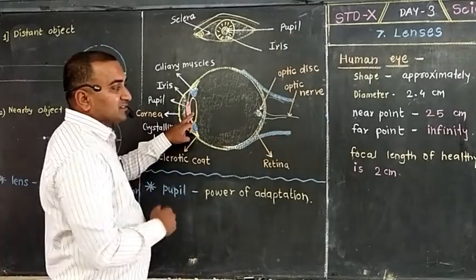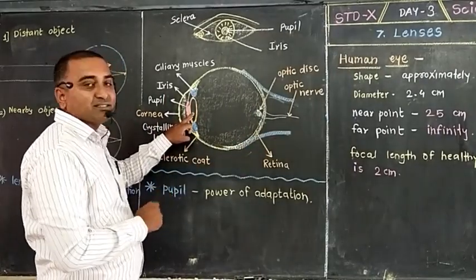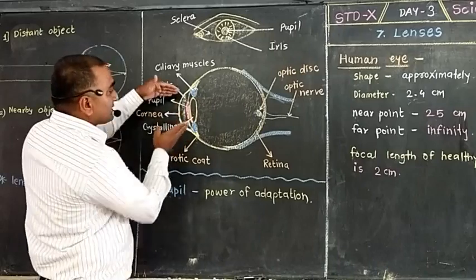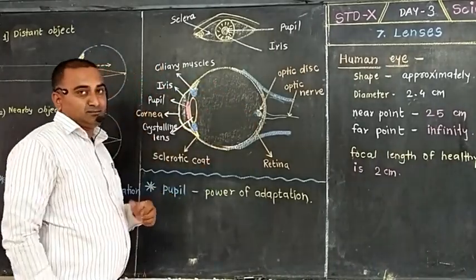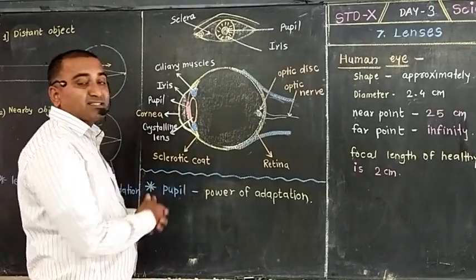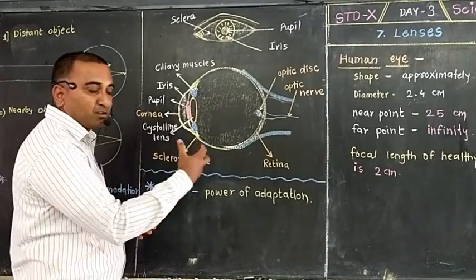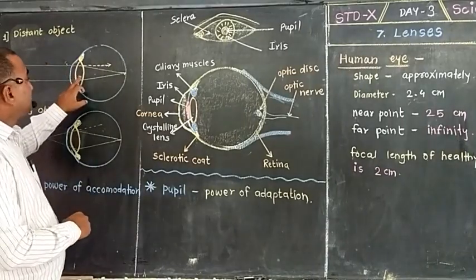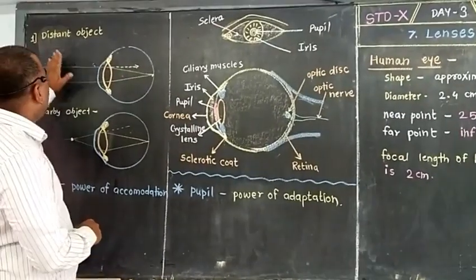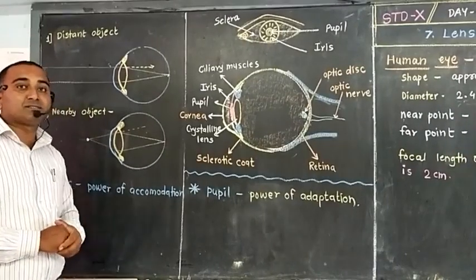As we have discussed, the focal length of the human eye is 2 cm. That means focus is always maintained on the retina. That is, the retina is a screen. It works as a screen to get the pictures.